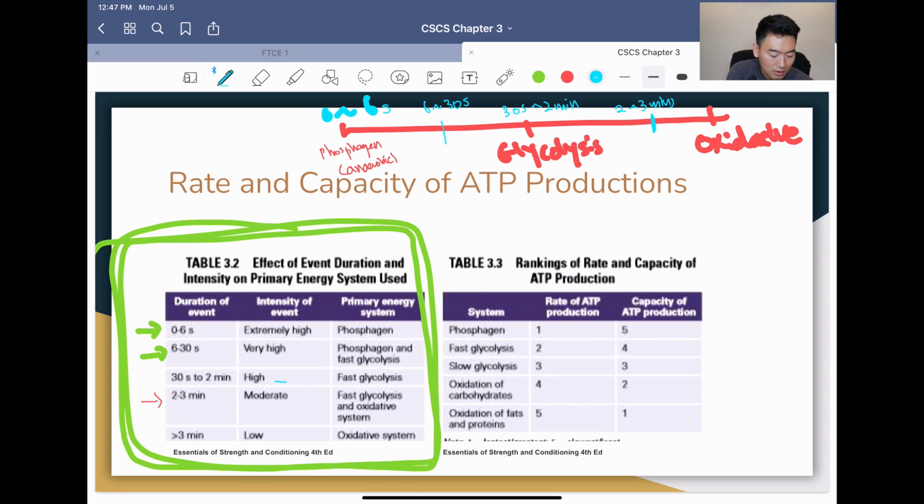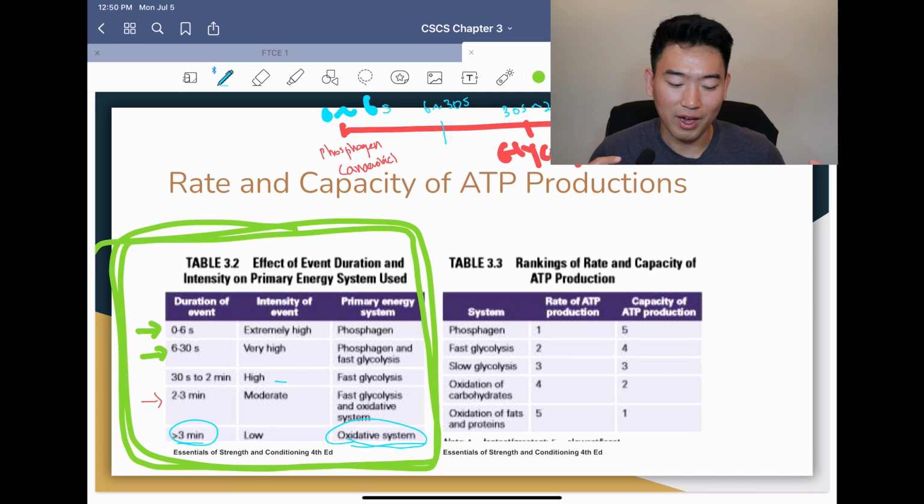And then finally, for the oxidative system, at the very end of the spectrum, this is going to be 3 minutes plus. Okay, so a very easy example is a marathon, right? With a marathon, it's definitely going to take more than 3 minutes. And so although the intensity of the event is low, meaning you're going at a lower intensity for a long period of time, it's going to last the longest. And so we are going to rely on the oxidative system.